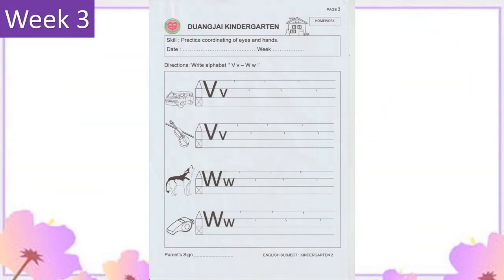Now, it's your turn to write the letters V and W. So don't forget to color the pictures of the van, violin, wolf, and whistle.